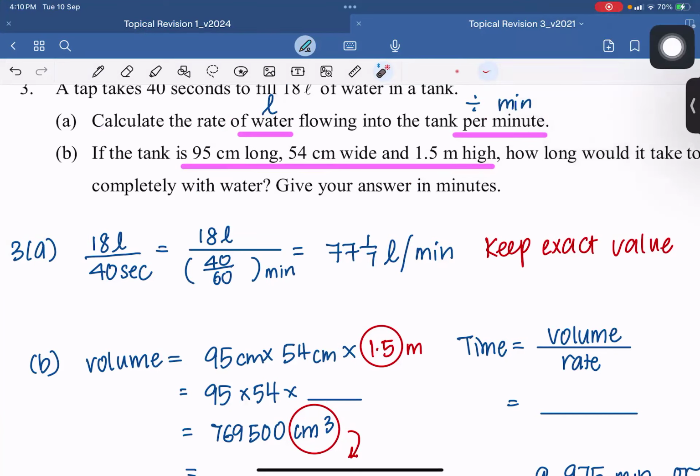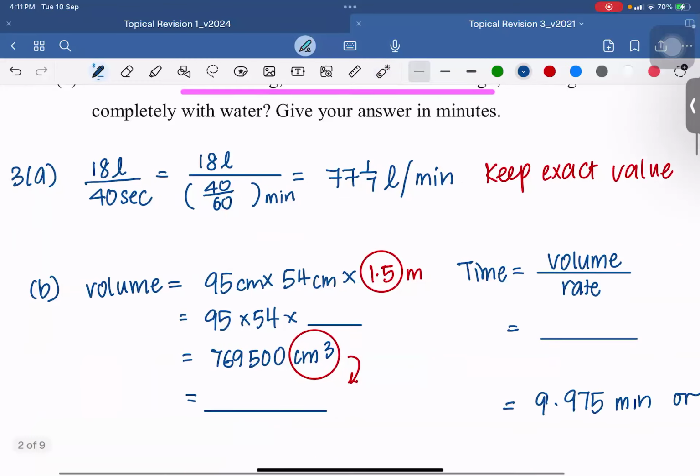But is it correct to just take 95 times 54 times 1.5? No. Then what do I need to do? Which part do I need to change? Change the 1.5 meters to centimeters. Thank you very much. So what Aaron suggested, change the 1.5 meters to centimeters. So 1 meter is 100 cm, so you times 100, that will give you 150 cm, right?